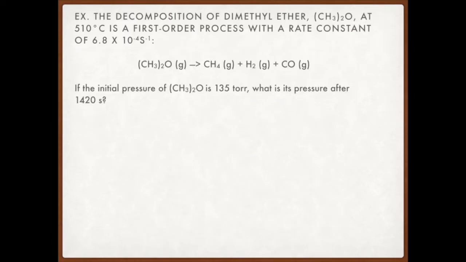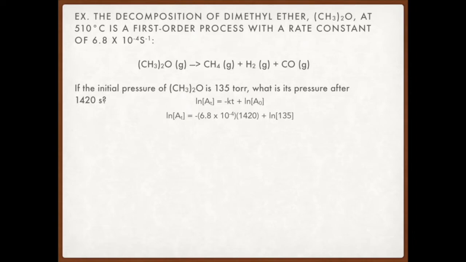So let's actually use this equation to solve a problem. It gives you this reaction right here, tells you it's first order, and then it asks you if the initial pressure of that is 135 torr, what is the pressure after 1,420 seconds? Well, I'm going to use this equation right here. I'm solving for At. I know what my k is. It's given to me. My rate constant is 6.8 times 10 to the negative fourth. I know my t, it's 1,420 seconds. And then I'm going to add to that the natural log of 135 torr, and there's my value. So what you're going to do is solve for the right-hand side.